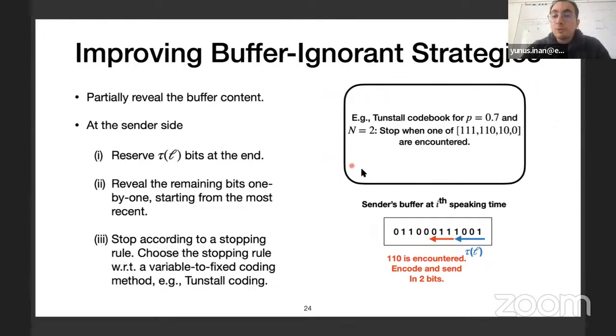Here is an example of a Tunstall codebook for 2 bits. If the bits are 1 with probability 0.7, and if the sender is able to speak 2 bits, then we should have 4 possibilities in our codebook, right? So the Tunstall codebook, according to these parameters, when generated, will look like this. This tells us that whenever we encounter 111, 110, 10, or 0, we stop and encode the representation in a 2-bit symbol. Here, for instance, once we observe 1, 1, 0, according to the Tunstall codebook for 2 bits, we encode this 1, 1, 0 and then forward it to the receiver.